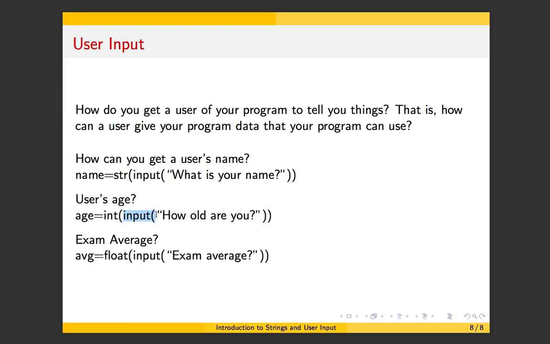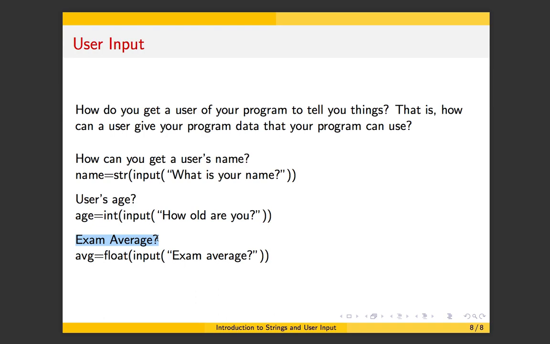So when you say input here, how old are you? With that int right there, you're telling the computer, hey, I'm expecting the user to give me a whole number. So this age variable is not only going to be a number, it's going to be an integer, a whole number. By contrast, if you ask somebody for the average of their exams, averages oftentimes have decimals.